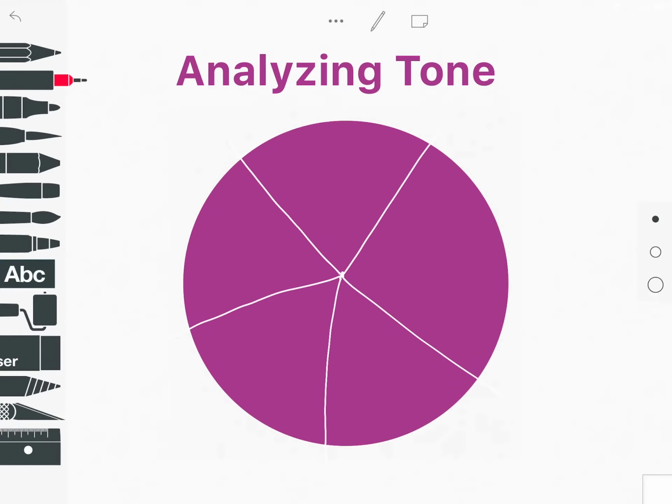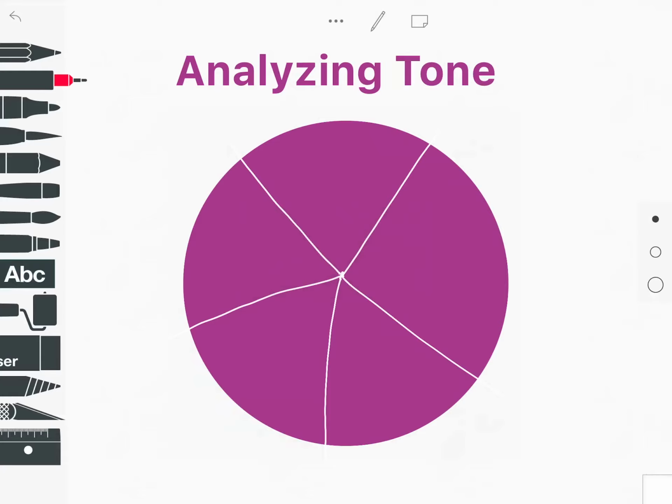Let's talk about how you analyze tone. So to start, basically, tone is the attitude of the speaker. So when we're talking nonfiction, that usually means the author, the writer. If we're talking in fiction, that means the narrator. So tone is actually part of narrative perspective in that regard.